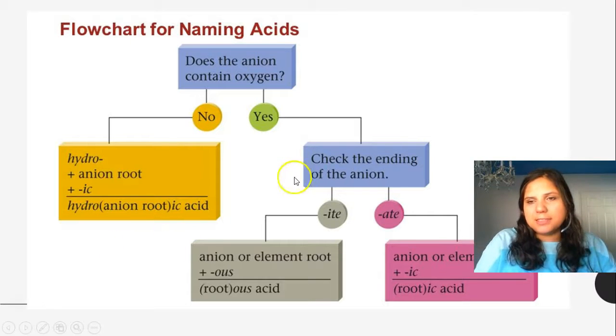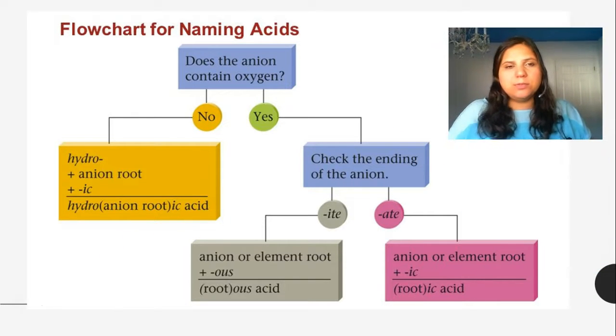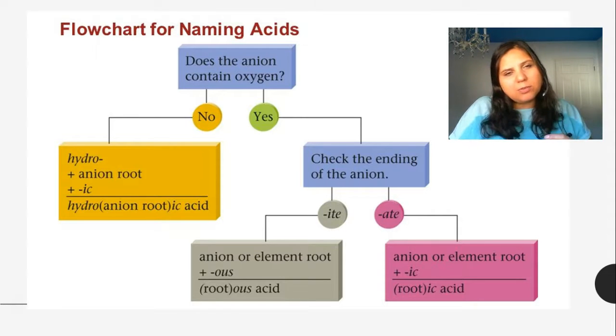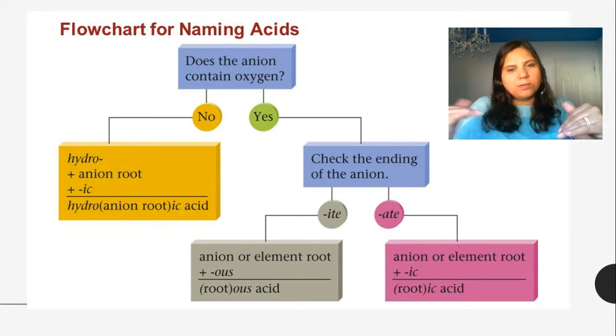Okay, this is a flowchart that I would like you to draw. So make sure you pause it and draw the flowchart. What this flowchart does is go through a system of naming. The first thing says, does the anion contain oxygen? So the anion would be anything after hydrogen, and it's either no or yes.